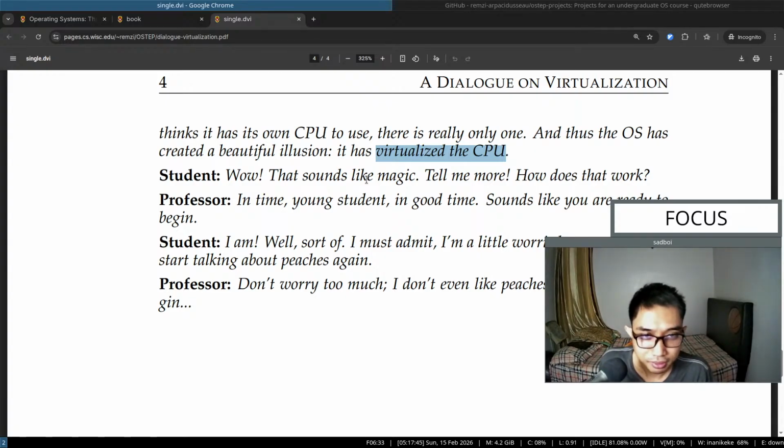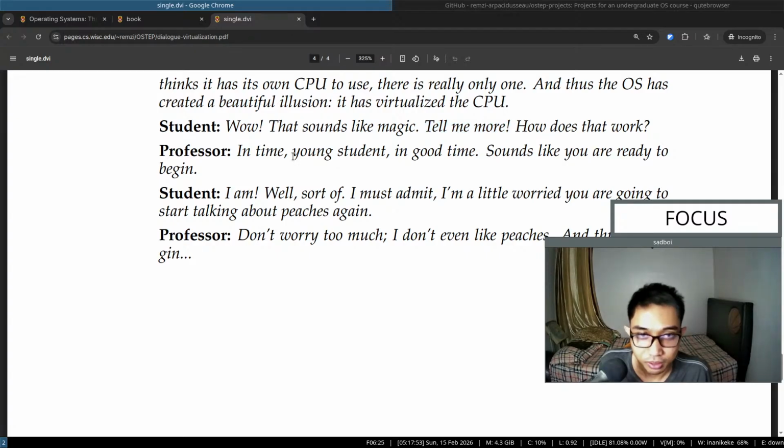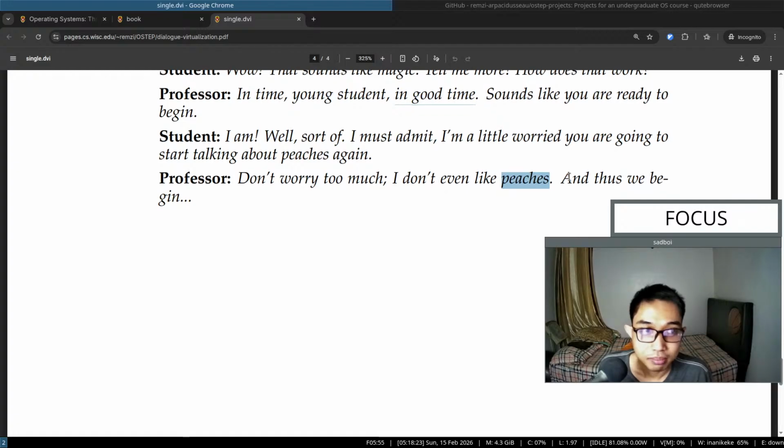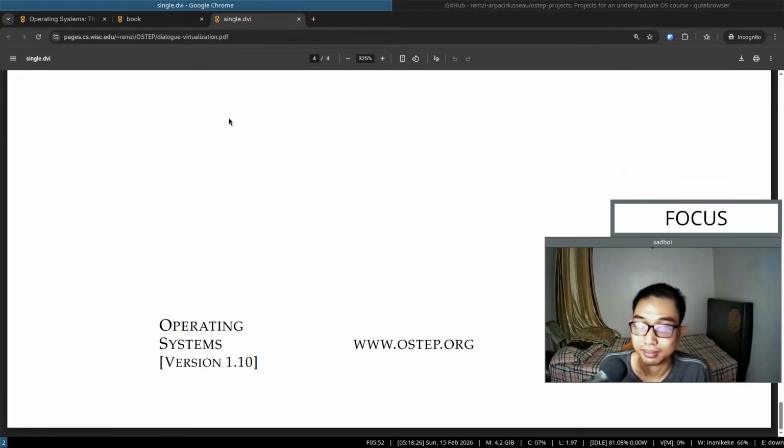Wow, that sounds like magic. Tell me more. How does that work? In time, young student, in good time. Sounds like you are ready to begin. Well, I am. Well, sort of. I must admit, I'm a little worried you are going to start talking about bitches again. Don't worry too much. I don't even like bitch. And thus we begin. Alright.